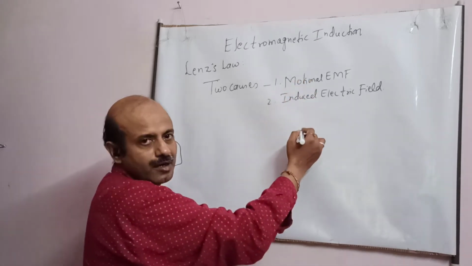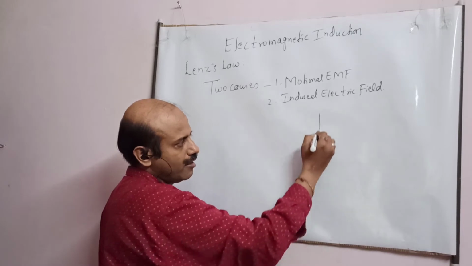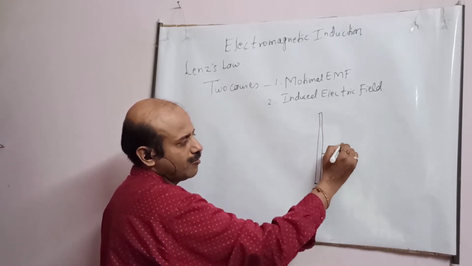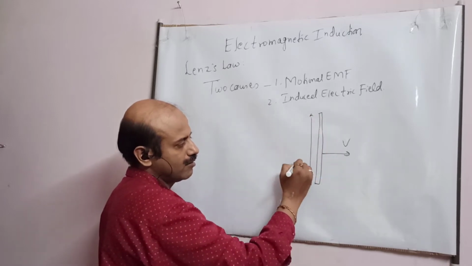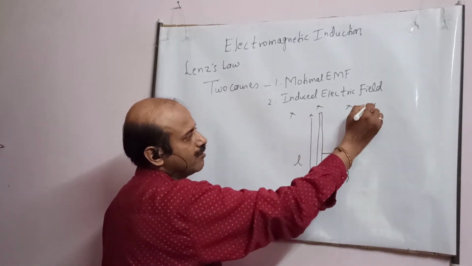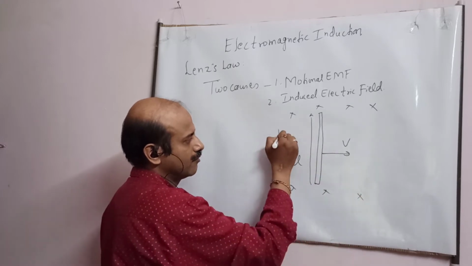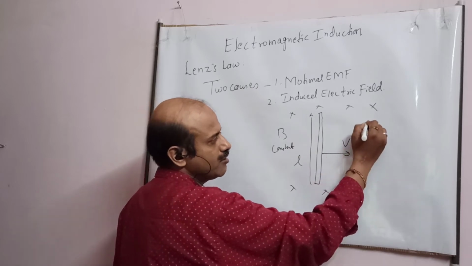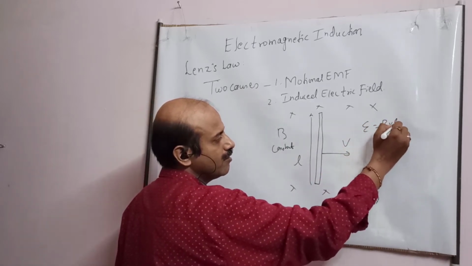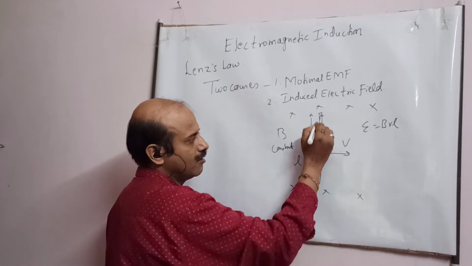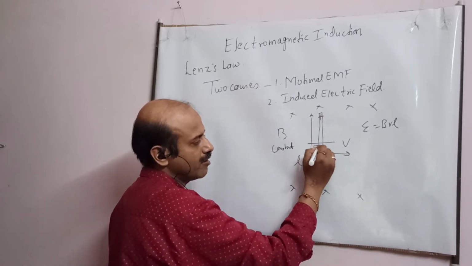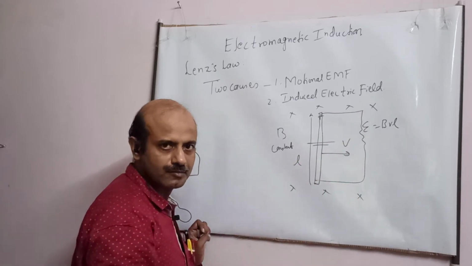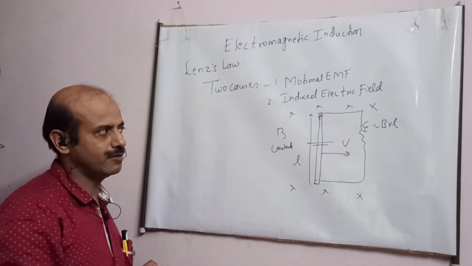Motional EMF, students, once again I will revise. A rod was taken like this. It was moved with velocity v in a magnetic field B, and the magnetic field was constant. So when it is moved, there is an induced EMF given by vBl. This side becomes plus, this side becomes minus. So if the circuit is complete, it gives rise to induced current. This was motional EMF, students.